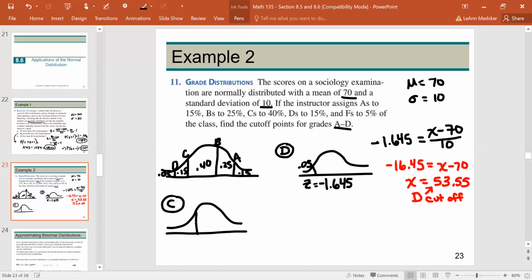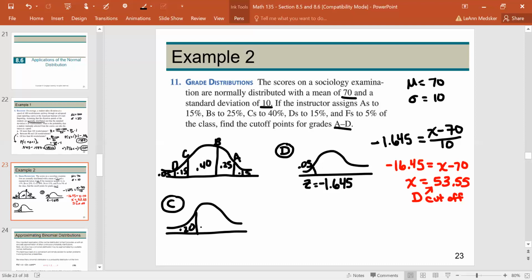C's cut point happened here in the second mark. We need to add all percentages below that to figure out where that is in our z-score chart. So this is 20%. So 20% of the class made either an F or a D, so we want to know what's that cut mark for a C.